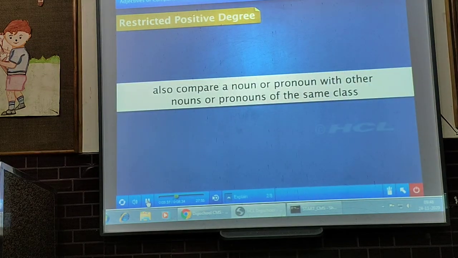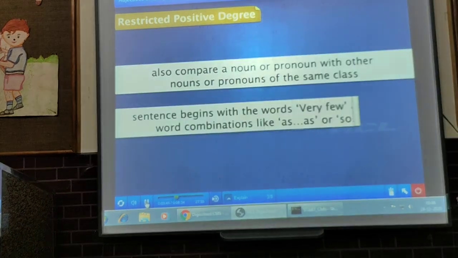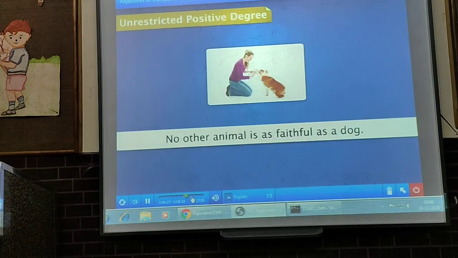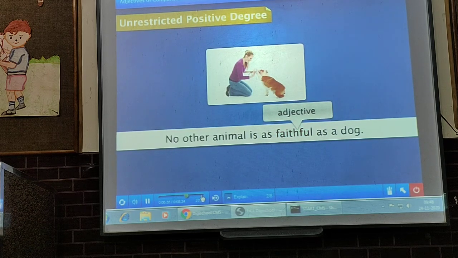Some restricted positive degree sentences also compare a noun or pronoun with other nouns or pronouns of the same class. In such cases, the sentence begins with the words very few and also uses word combinations like as, or so. A dog is as faithful as a dog. In this sentence, the adjective faithful is in the unrestricted positive degree.